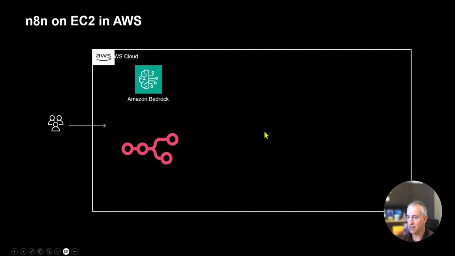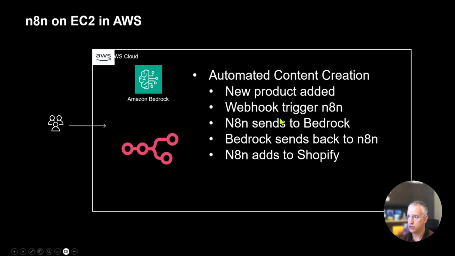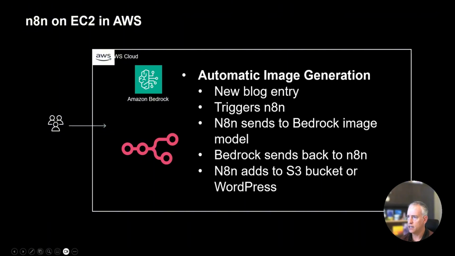Okay, so let's go over some case examples of how you can use n8n and Bedrock. You can set up automated content creation. Let's just say you have a new product that is added to your Shopify store. A webhook triggers an n8n workflow. The workflow sends the product title and description to the Amazon Bedrock node, and it has a prompt, let's just say, like, write a catchy 30-word marketing description for this product, plus the product data. It sends it back to n8n, which gets the AI-generated content, and then n8n will upload or add that content to the Shopify product description.